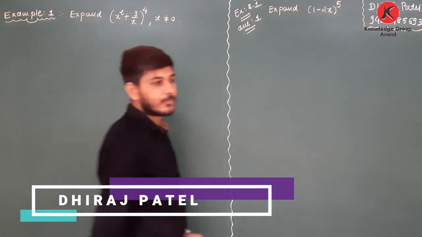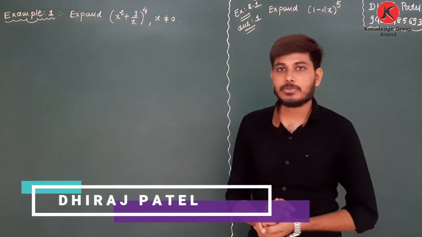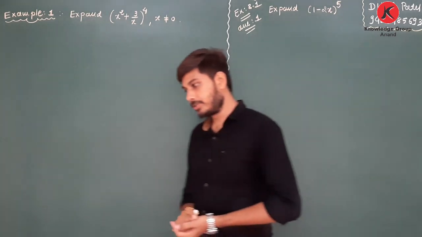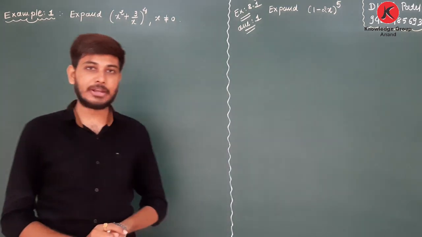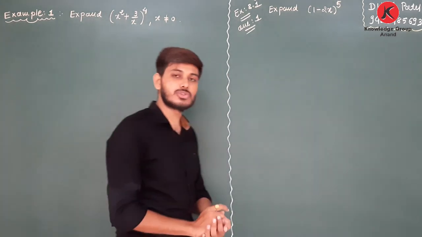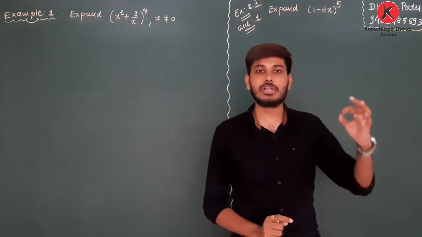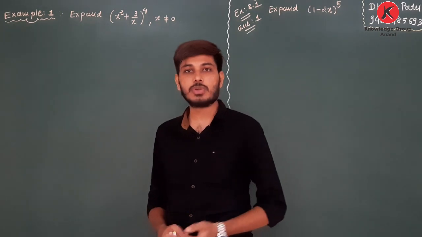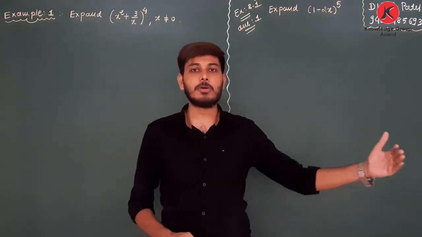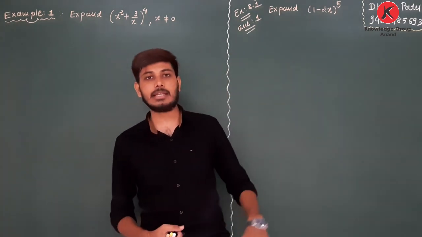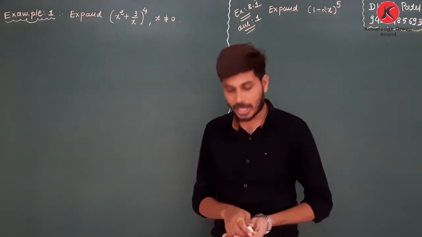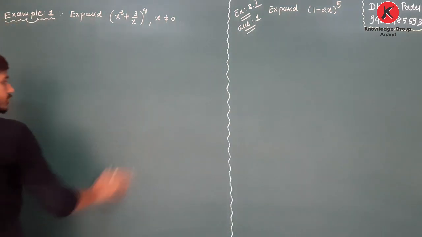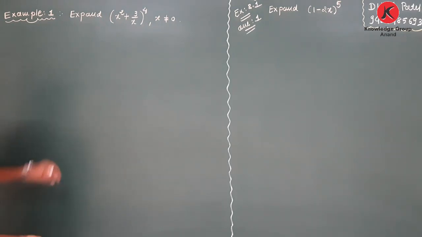Good morning, students. Yesterday we discussed the binomial theorem. What is the binomial theorem and the expansion of the binomial theorem? (a + b)^n equals nC0 a^n b^0 + nC1 a^(n-1) b^1 + ... up to nCn a^0 b^n. Now we are going to discuss some questions related to the binomial theorem.